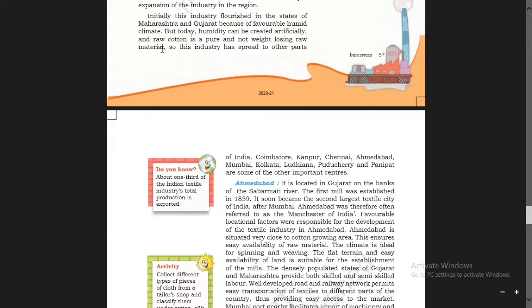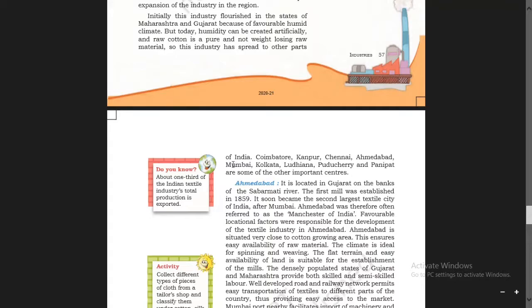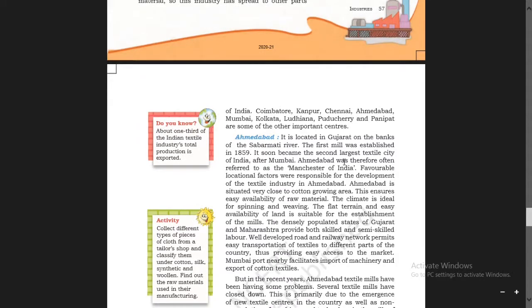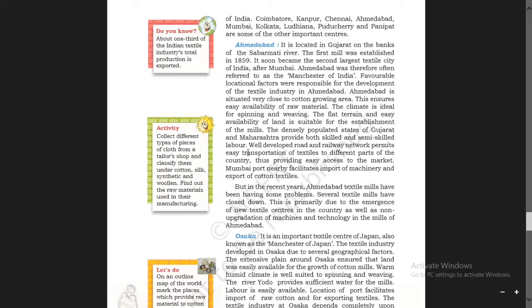raw material. So this industry has spread to other parts of India. Coimbatore, Kanpur, Chennai, Ahmedabad, Mumbai, Kolkata, Ludhiana, Puducherry, and Panipat are some of the other important centers. These are other important centers. Okay, we find this about this industry.